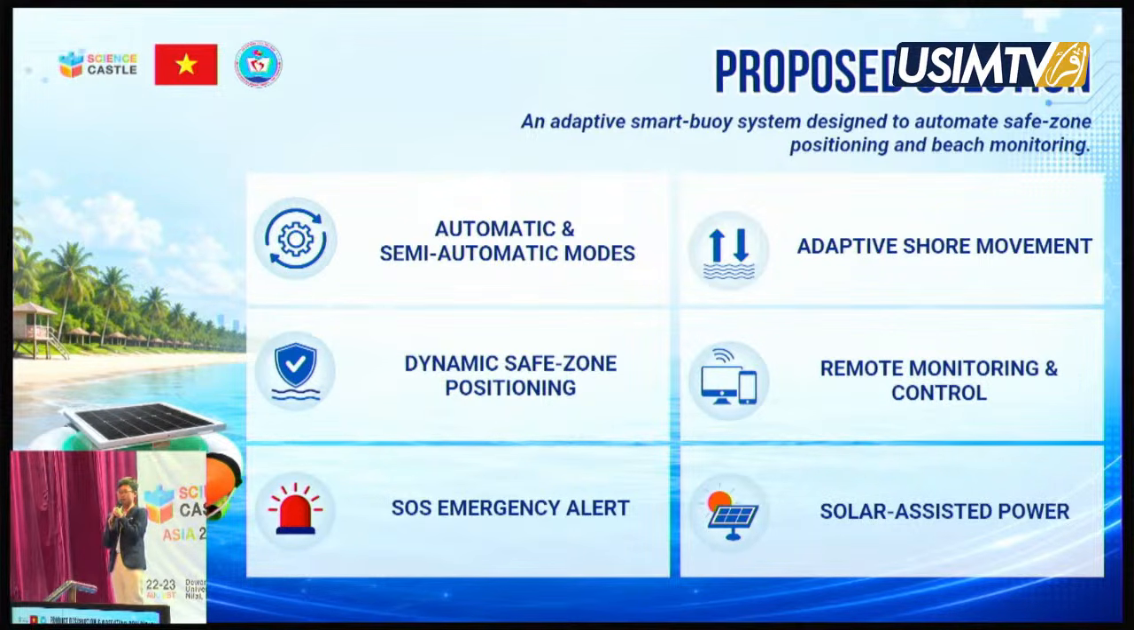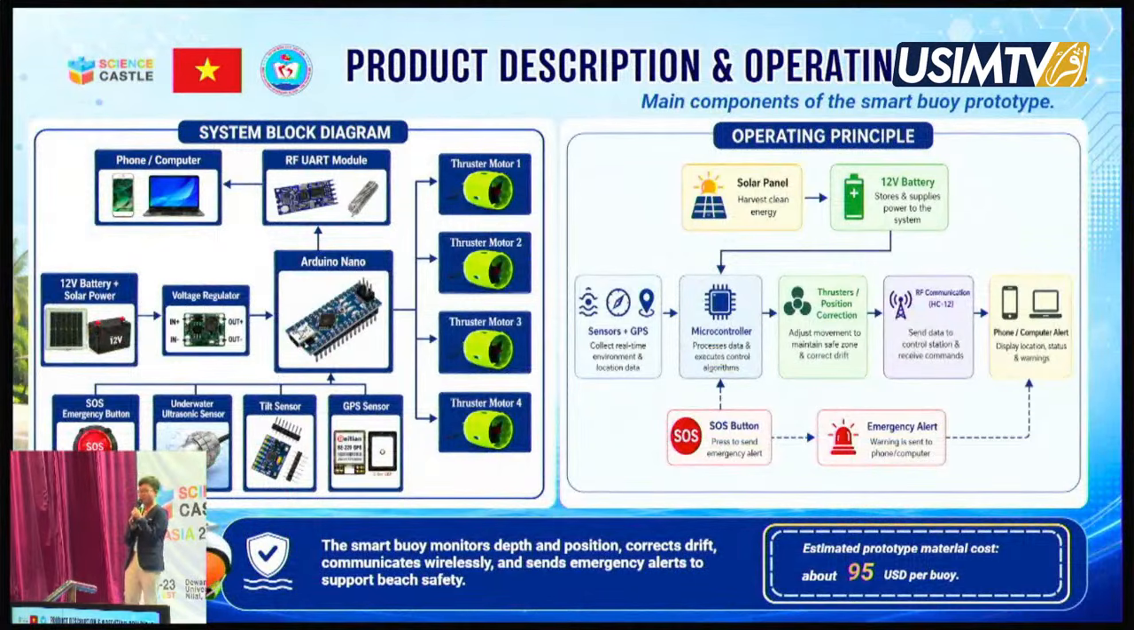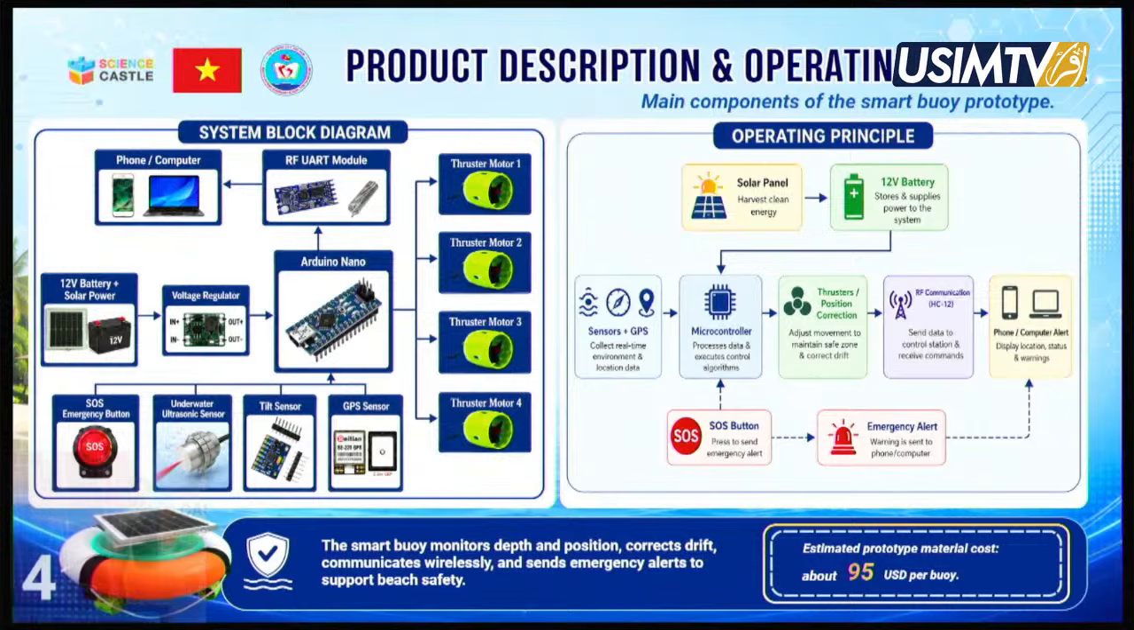This system includes several main functions with different operating principles. First is the buoy body. The buoy body provides floating stability and buoyancy. The microcontroller processes sensor data and controls the system. The rotation angle sensor and the thrusters allow the buoy to move and adjust its position accordingly. The microcontroller also processes the sensor data and transmits this data wirelessly to the control station.